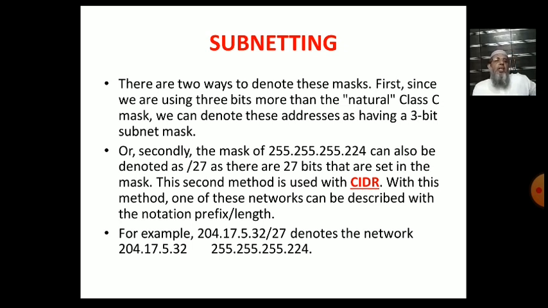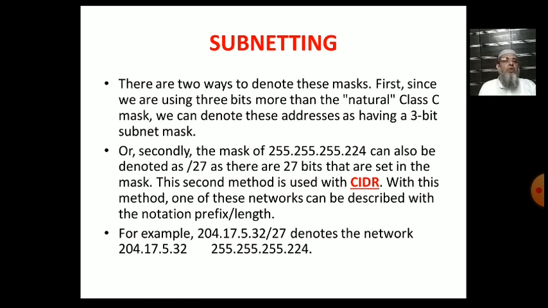It can be denoted in this way also, because we have taken 3 bits from the host address, and this subnet mask has become 255.255.255.224. So 24 plus 3 subnet bits borrowed from the host becomes 27. So now the prefix will become 27.